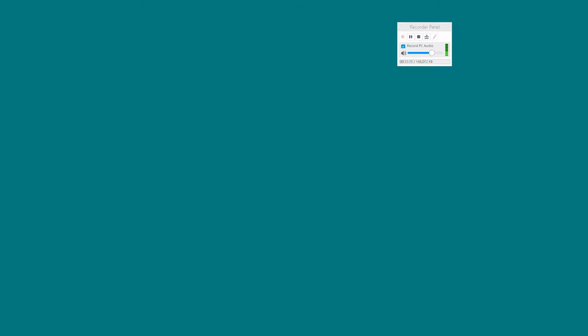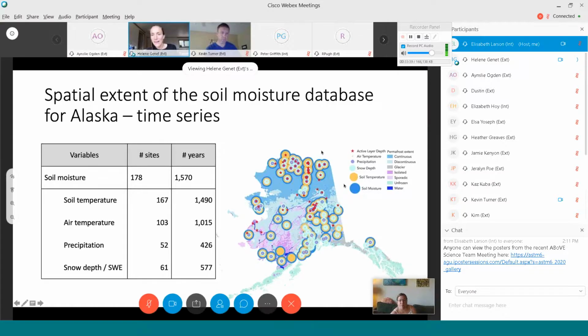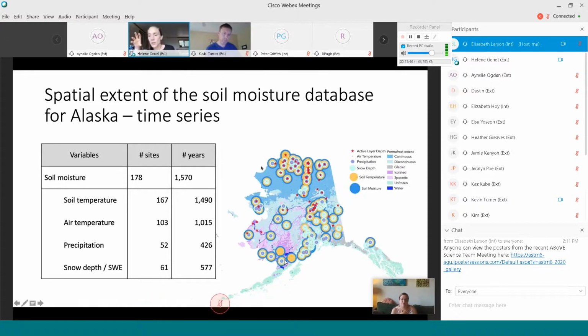And so you can see here a map of these sites. You can see different symbols overlap one another because we didn't focus only on soil moisture; we also wanted to identify potential environmental drivers. We also looked at snow depth measurements, precipitation, air temperature, soil temperature, active layer depth, etc. And so all these different symbols overlap on top of one another on the soil moisture sites.